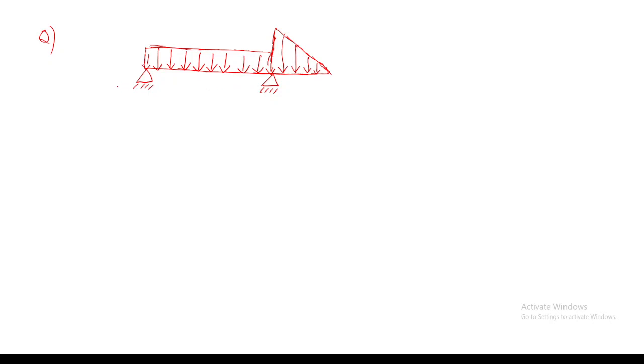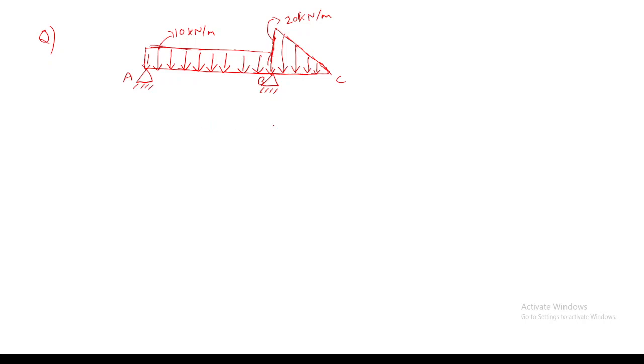Okay. So this is point A, this is point B, and this is point C. Okay. So the uniformly distributed load is 10 kilonewton per meter, and here the load is 20 kilonewton per meter. Okay.